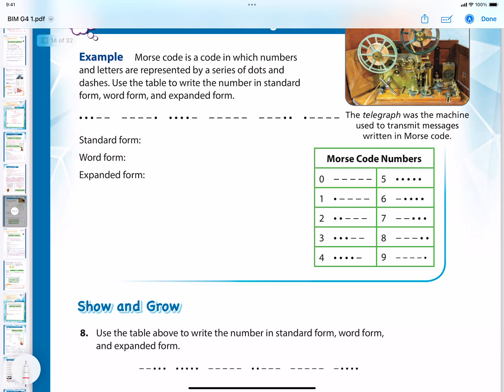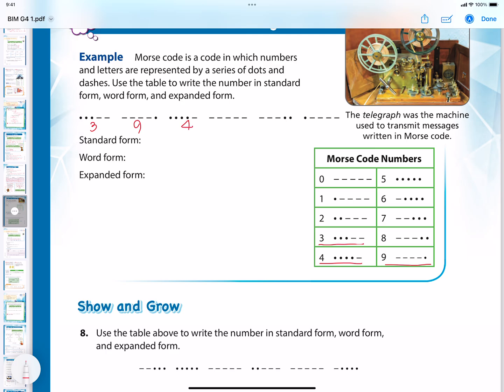Okay, so 3 dots and 2 dashes. Where are they? Okay, 3 dots makes 3. And 4 dashes and 1 dot is 4. Oops, I made a mistake. Sorry. 4 dashes first, not 4 dots first. Okay, 4 dashes and 1 dot, that's 9. And 4 dots and 1 dash, yeah, there you go, that's 4.